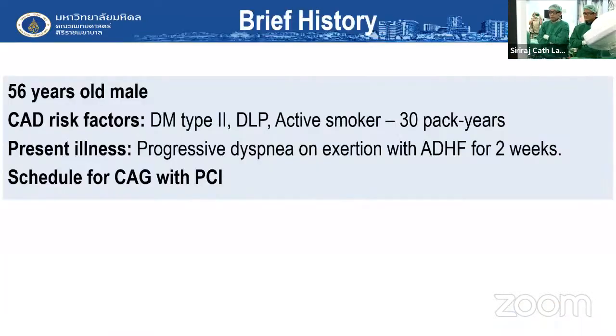Okay, next slide, please. This is a case of a 56-year-old male with DM, dyslipidemia and active smoker for 30 pack years. And his presentation was progressive dyspnea on exertion with acute decompensated heart failure for 2 weeks. Next slide, please.